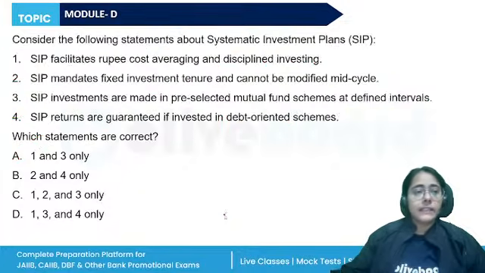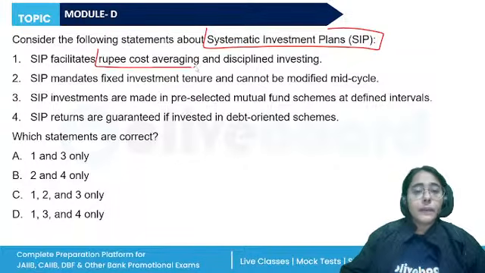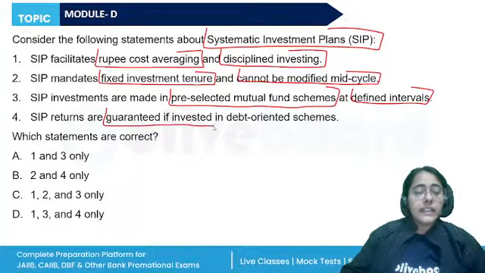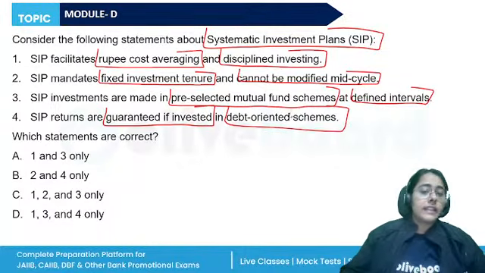Only 1 and 3. Consider the following statements about the SIP. 1. SIP facilitates rupee cost averaging and disciplined investing. 2. It mandates a fixed investment tenor and cannot be modified mid-cycle. 3. They are made in pre-selected mutual fund schemes at defined intervals. 4. The returns are guaranteed if invested in the debt-oriented schemes.